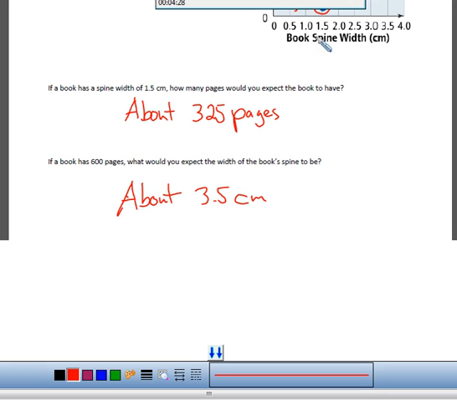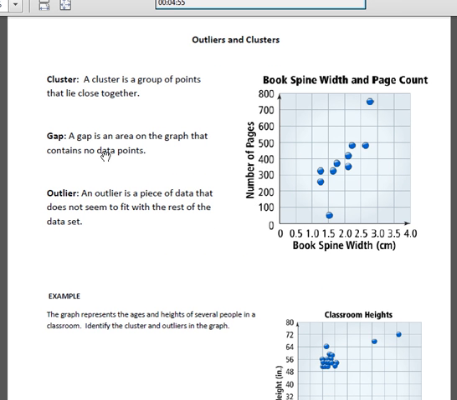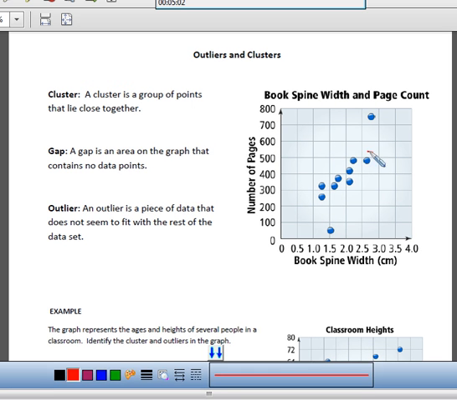Okay, over on the next page, we're going to learn about what is really going on with this topic. A cluster is a group of points that lie close together. So the cluster for this data is right here. So that is a cluster.